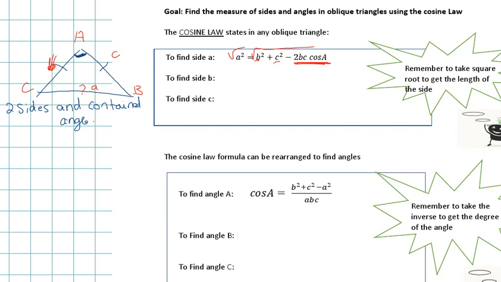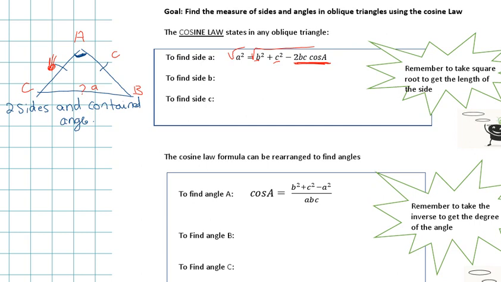Most of the mistakes that I've seen on the test are that students don't know how to enter it in the calculator properly. So you either put it all together at once, or you find B squared, you find C squared, you find 2BC times cosine all together, then you do the subtraction and addition.